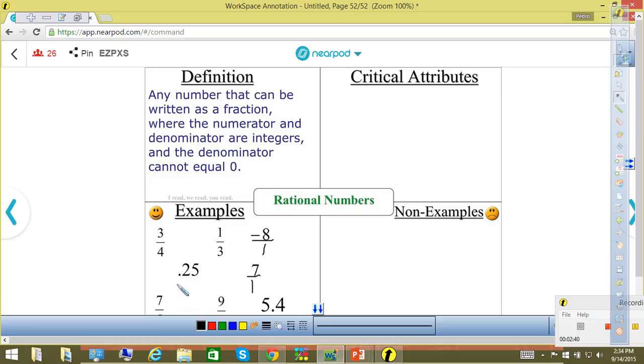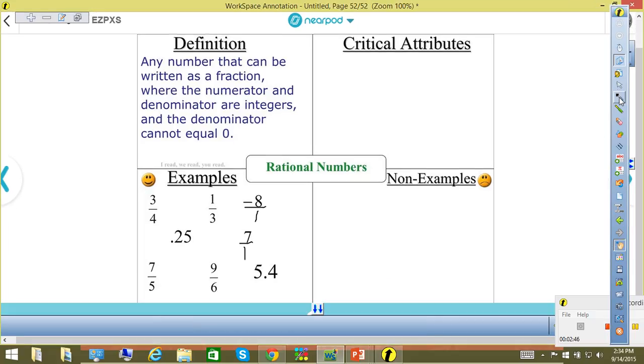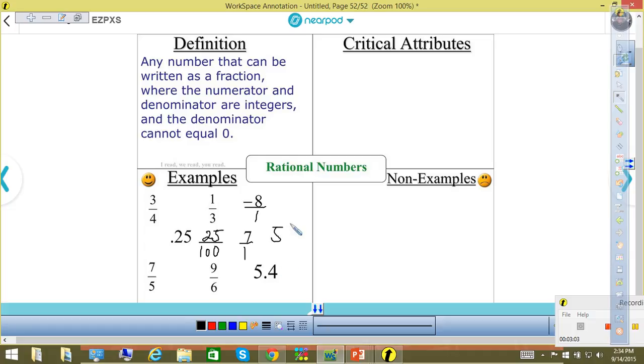Look at this one, though. Who remembers how to do this one? Let me show you. Here it goes. I'm going to refresh your memory. 0.25 is the same as 25 over 100. Yes? Is it a fraction? Yes. How about this one? 5 and 4 over 10. Is it a fraction? Yes. Are we there so far? Okay. Now, these are rationals.